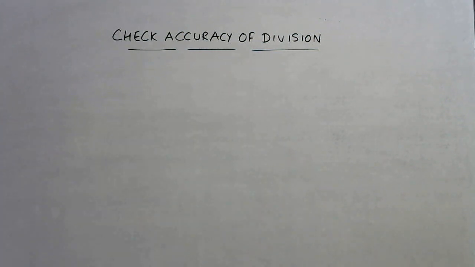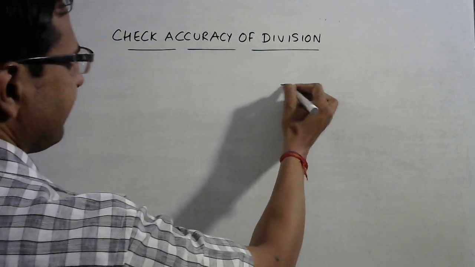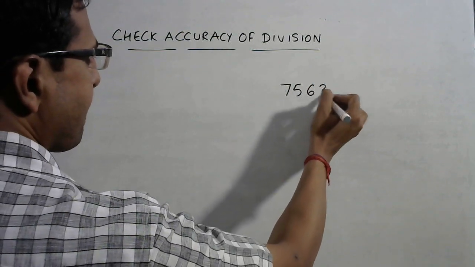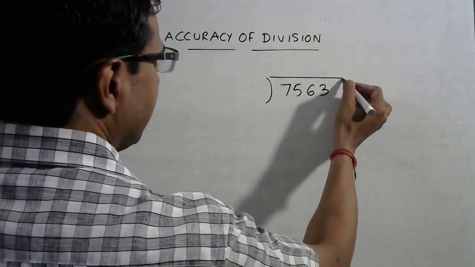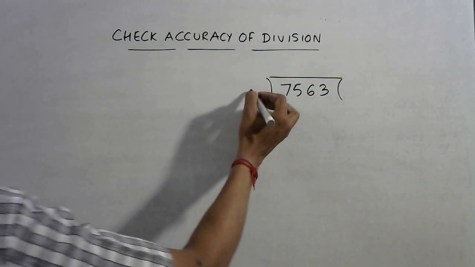Now I'm going to take up one or two examples and let you know how you can check whether your division is correct or not. So let's take an example of a number 7563 which is being divided by 64.